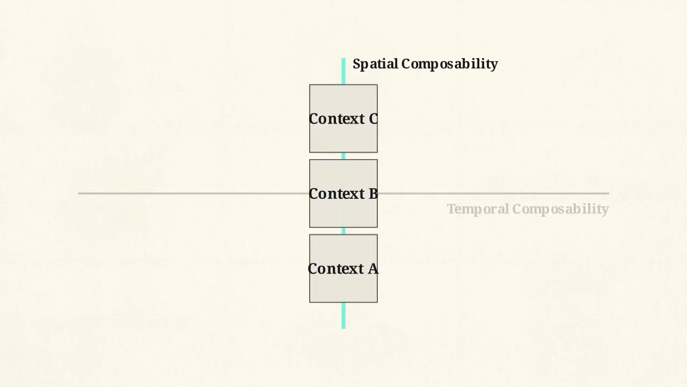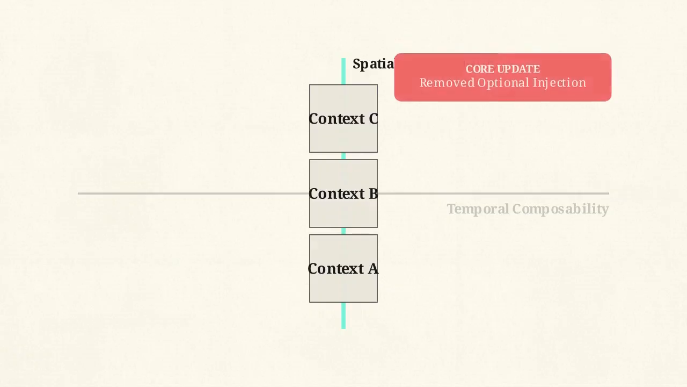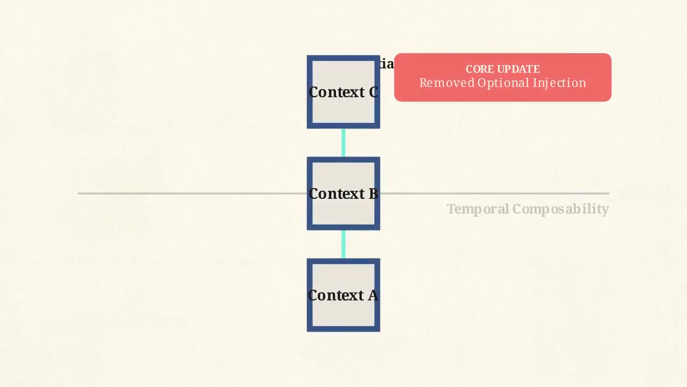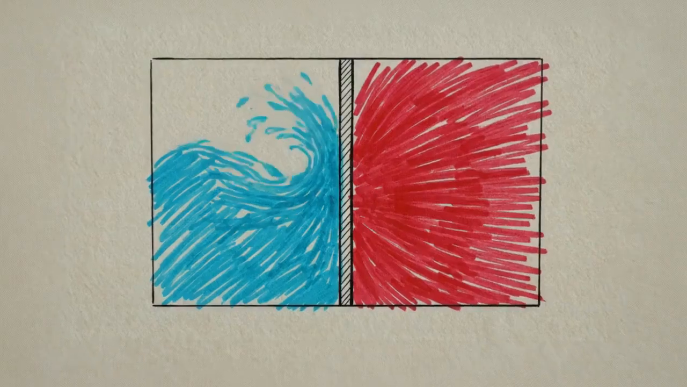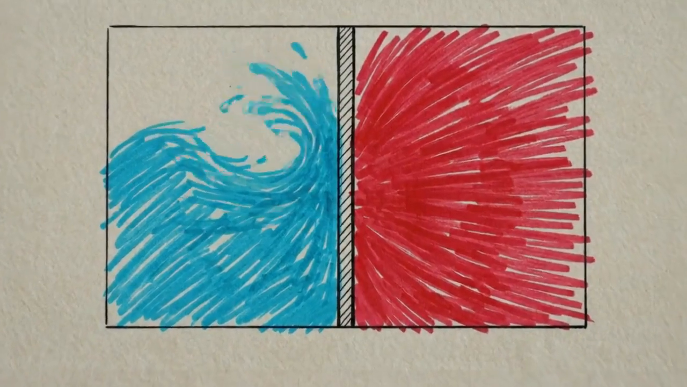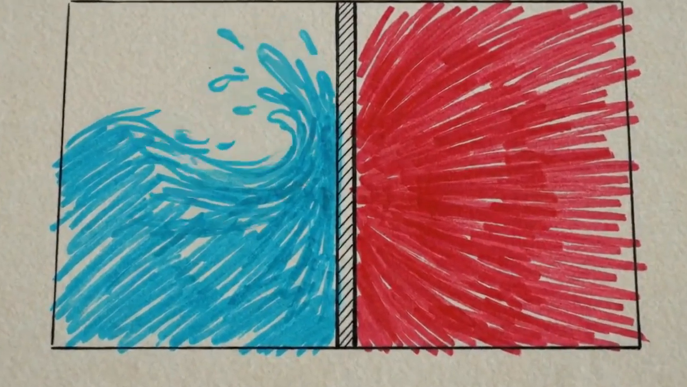We see this spatial rigidity in the commit history. A core update removed optional injection semantics. This enforces rigid boundaries. A dependency either exists in a given context or it doesn't. There is no gray area for state to leak through. A plugin's context must be structurally deterministic. That is the absolute only way to guarantee that one module's memory footprint never bleeds into a neighbor's.